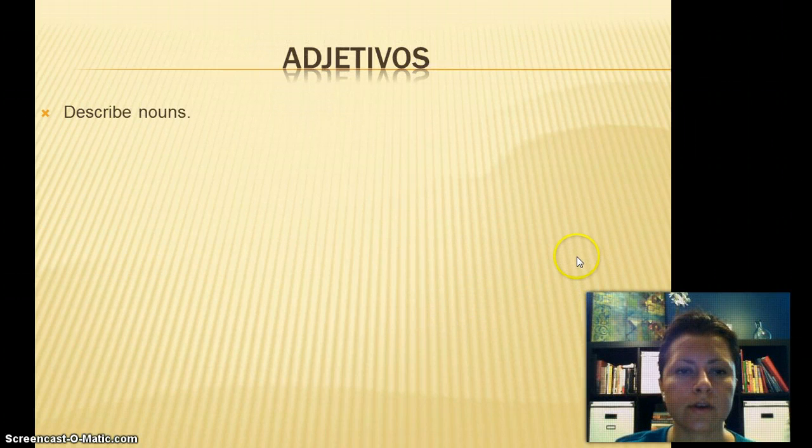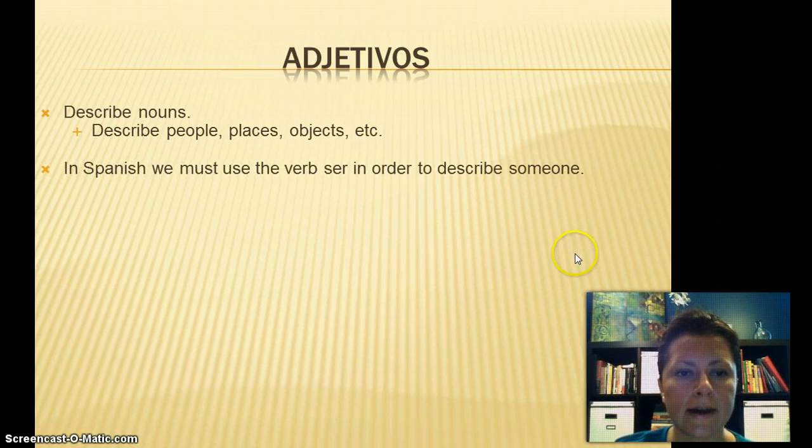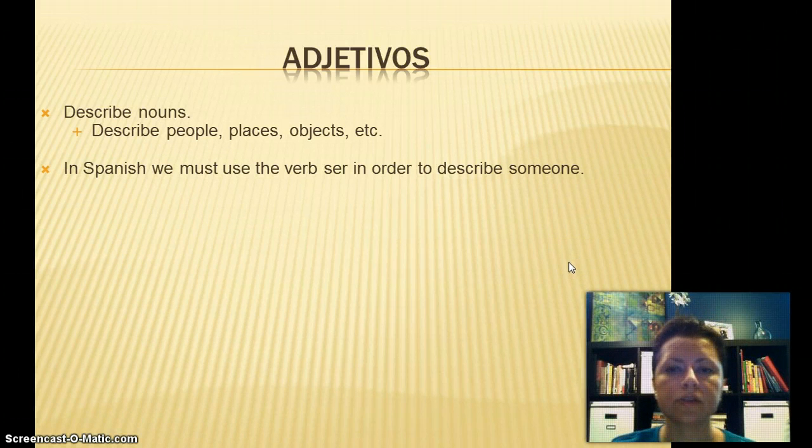Adjectives are words that describe nouns. They describe people, places, and objects. In Spanish, we must use the verb ser in order to describe someone, so please don't forget the verb ser. Don't forget how to conjugate it.